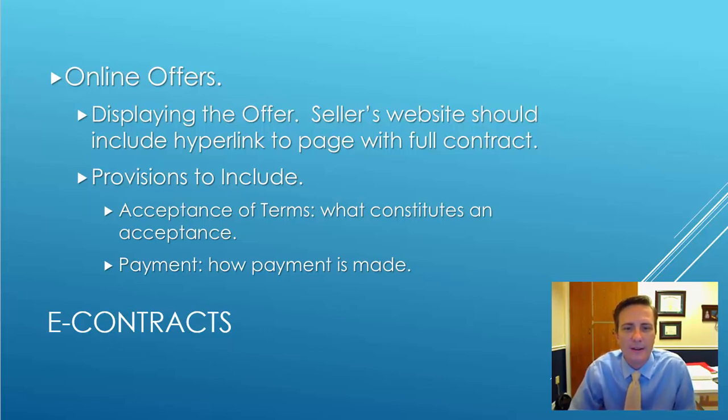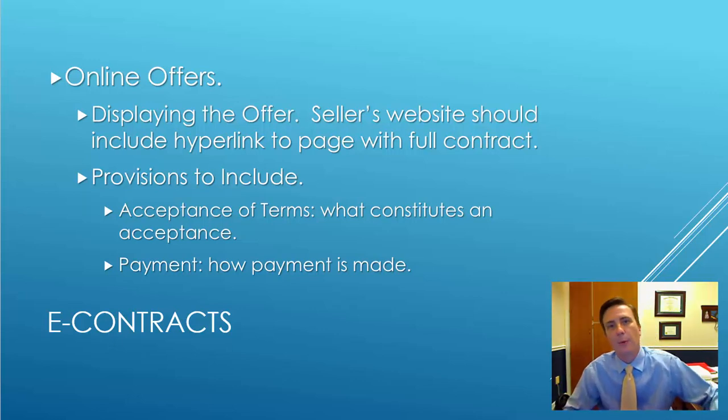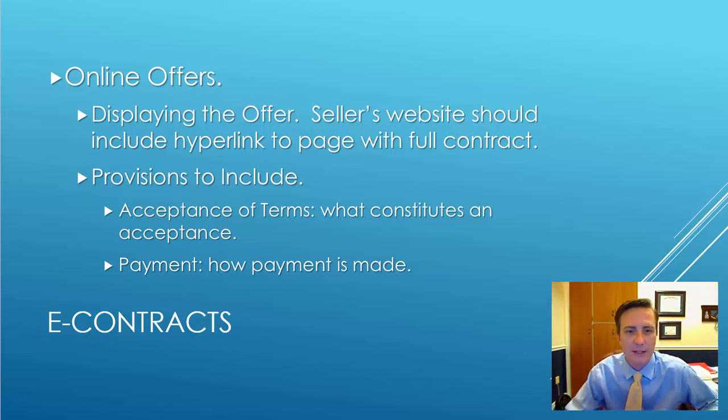So what exactly is the offer? Well, the seller's website should include the hyperlink to the page with the full contract. So when you click Buy Now, there's a little link underneath there that says, click here to see the full contract terms. That is part of the contract. And even though you never click on that, I'm sure you don't, even though you never do, you're still bound to those particular provisions. That's called a click-on agreement, and it's part of the contract itself.